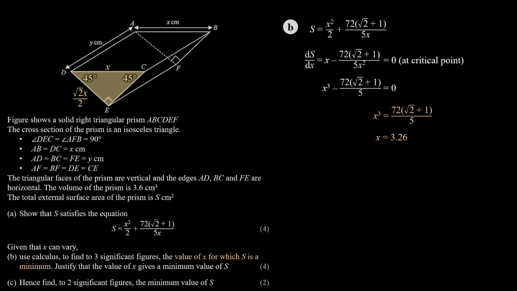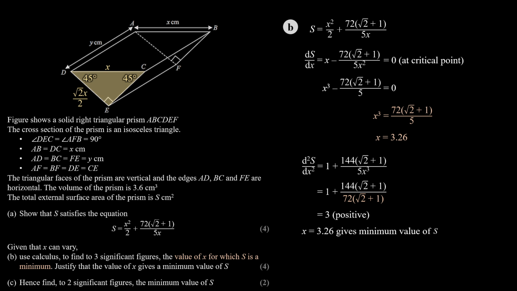To justify that this value gives the minimum S, we compute the second derivative. The second derivative is 1 plus 144 times (root 2 plus 1) divided by 5x cubed. Substituting 5x cubed equals 72 times (root 2 plus 1), and simplifying, the second derivative is 3, which is positive. Therefore, x equals 3.26 minimizes S.